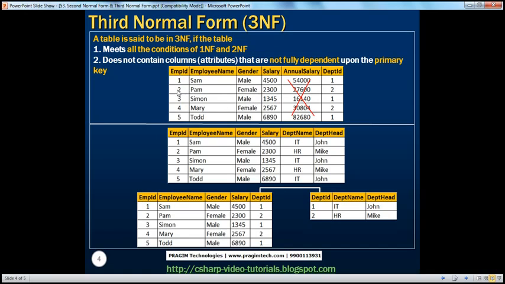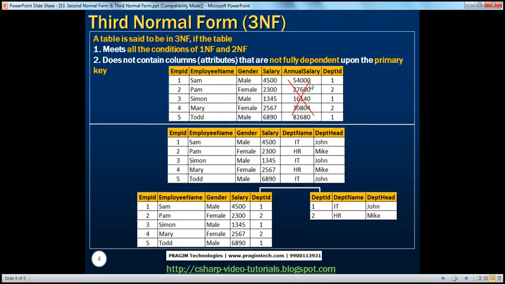Annual salary is dependent on salary. It's also dependent on the employee ID, but it's not fully dependent on employee ID. It's also dependent on the salary. And if you look at this, is there a need at all to save this annual salary? There's no need. It's a computed column. On the fly, in your query, you can actually compute the annual salary of an employee. So we don't have to store those columns.